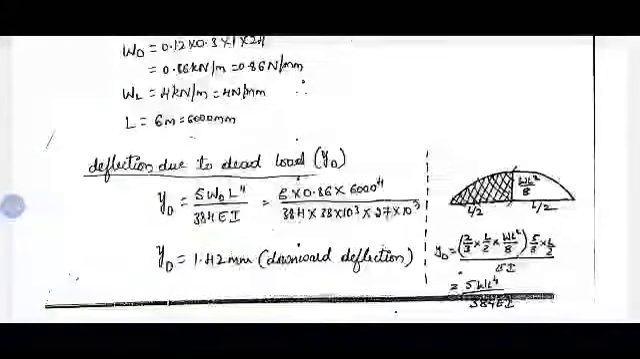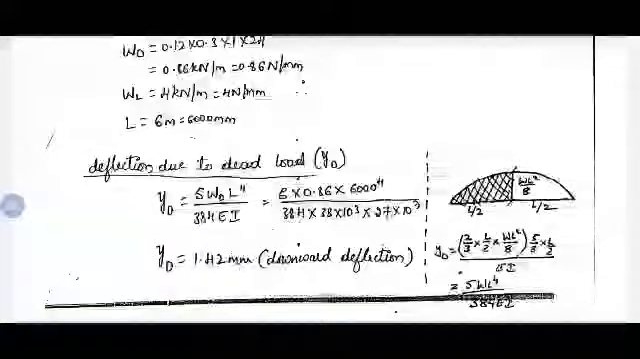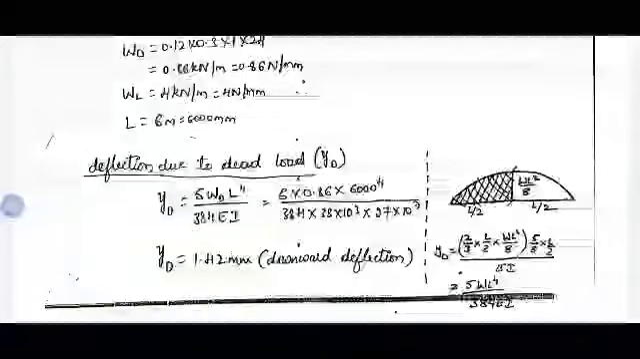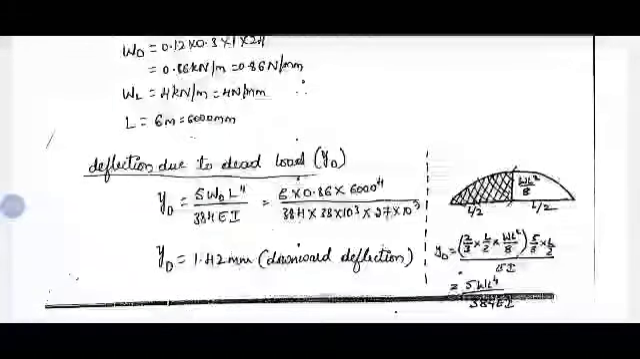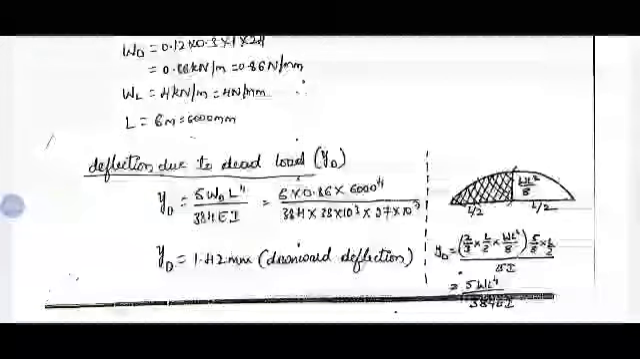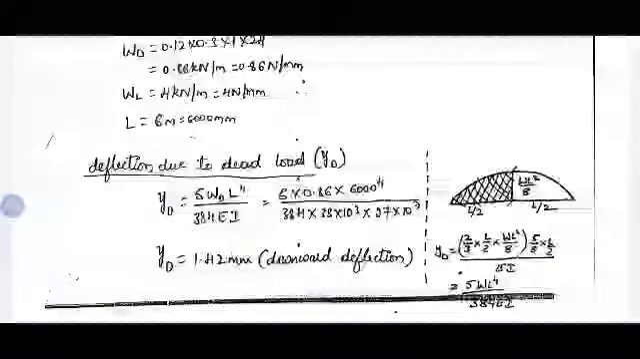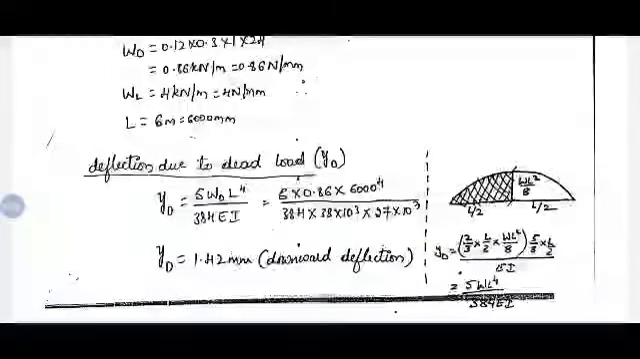Here you need to remember this formula, 5 WL power 4 by 384 EI, or how to derive that formula. So both I have given. How the formula is arrived at is given at the side. Half of the span we are going to consider, the half span of the bending moment diagram, and the moment of area of the half span bending moment diagram, that is the bending moment diagram over the L by 2 span with respect to support. So if we consider directly the formula 5 WD L power 4 by 384 EI, on substituting we will get 1.42 mm as the deflection with respect to dead load, and it is downward deflection.